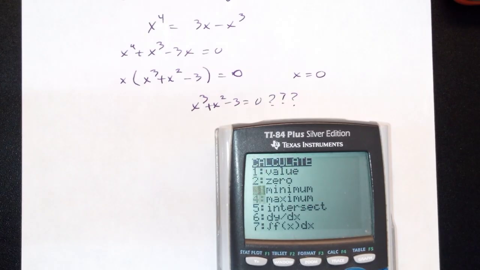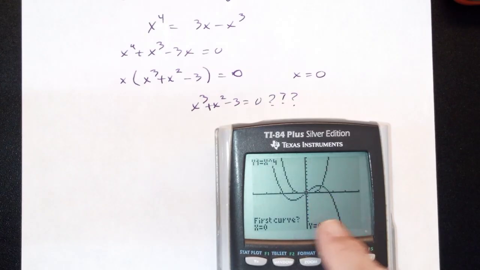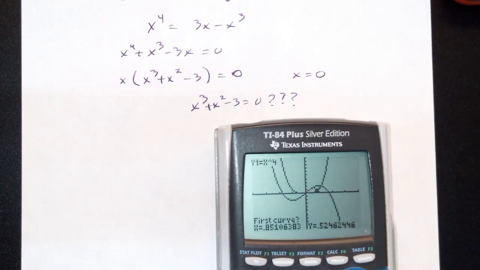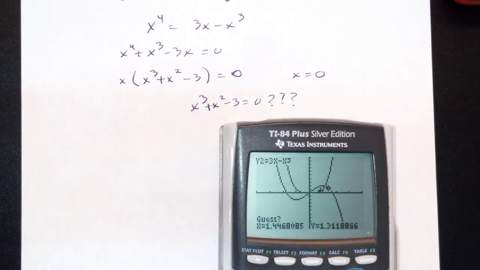Option number 5, I want to know where these two curves cross. The first curve is the x to the fourth curve, because that's the one labeled y1 in my list. Hit enter. See how it leaves a little mark on the curve? The second curve is the cubic equation. It went down to the next one in the list. I hit enter. And you see it left a little mark again, a little plus sign on the curve there.